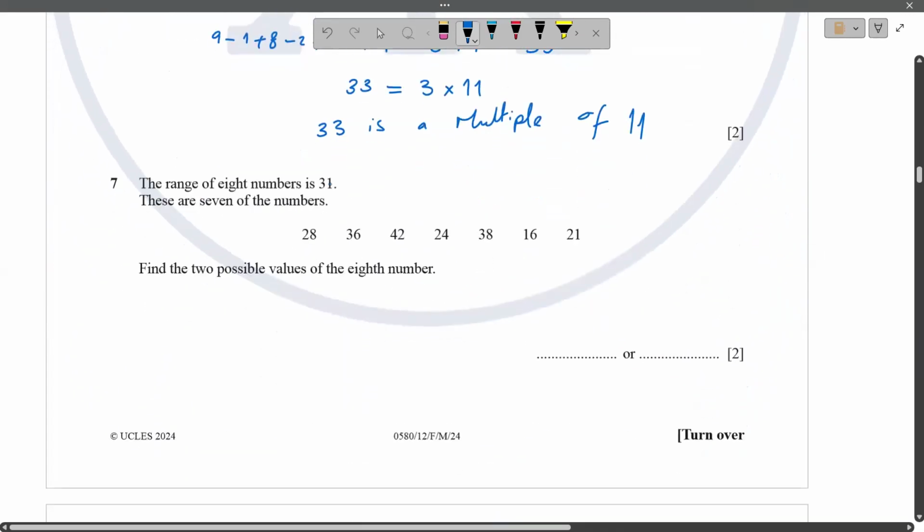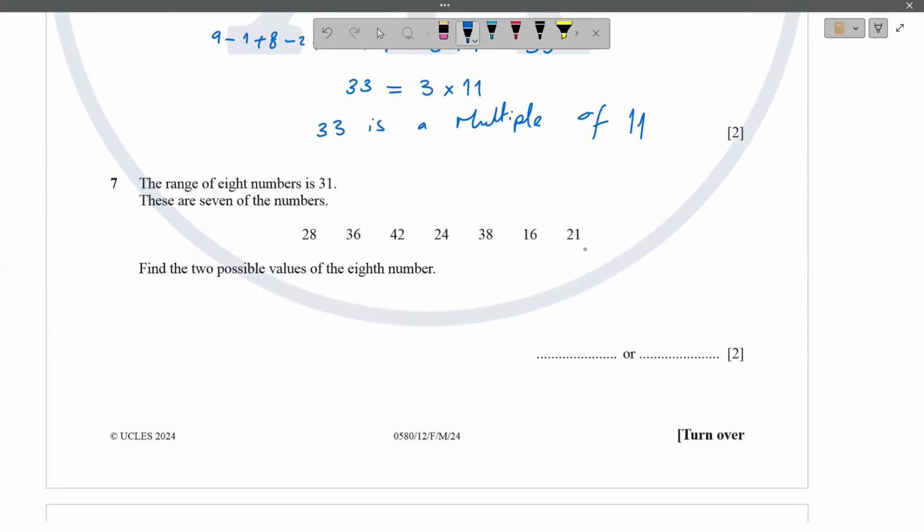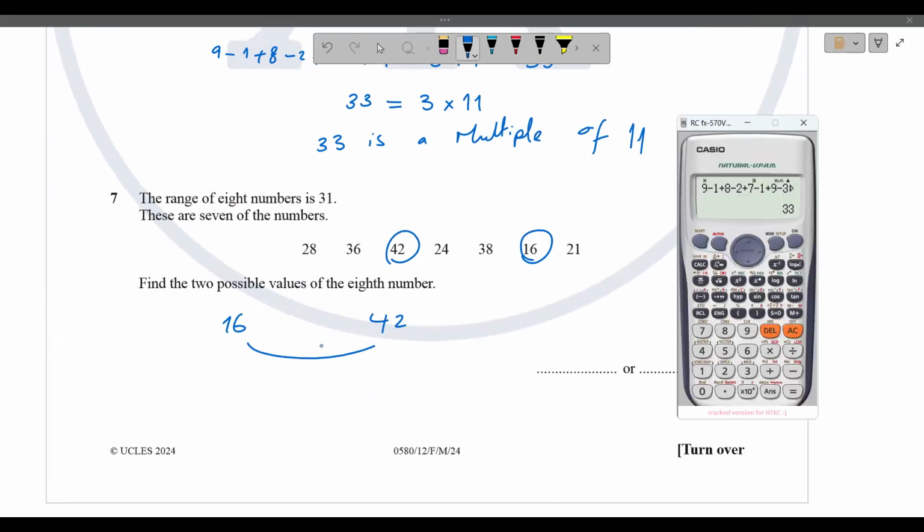The range of 8 numbers is 31. These are 7 of these numbers. They are not in order, so I need first to write them in order. We don't have to write it in order, just the least number, the lowest number, and the largest number. So the lowest number is 16 and the largest number is 42. So this is the lowest and this is the largest number. The range between them, 42 minus 16 equals 26.